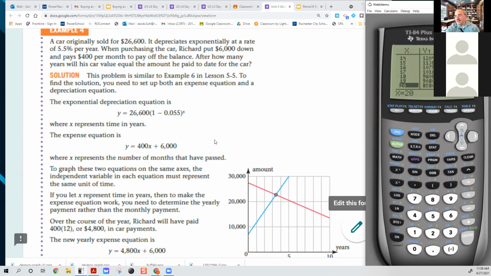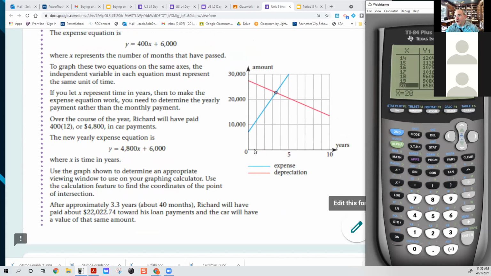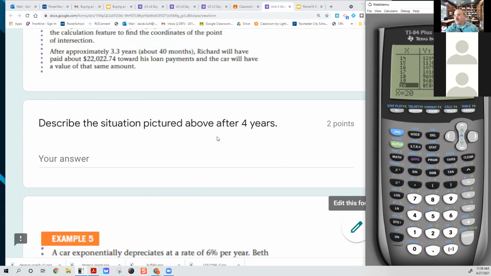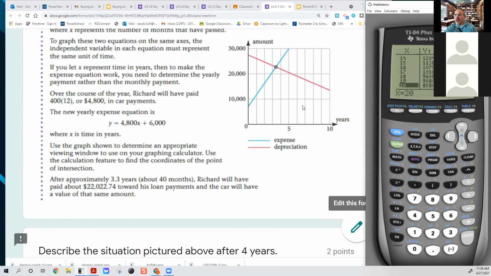Okay, so that's how we did it. They went through this, and they found that these two things will equal at a certain price. So they gave us a new expense equation. All right. Let me see. If I asked you a question, describe this situation in this graph or on this table after 4 years, what could you tell me?